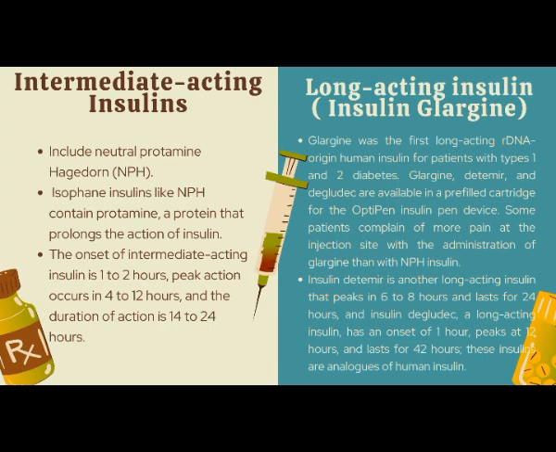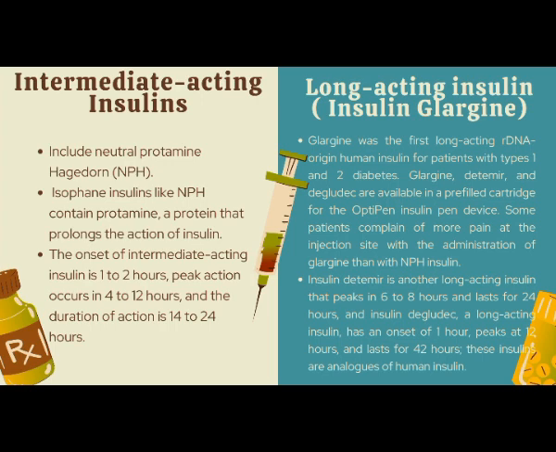Isophane insulins like NPH contain protamine, a protein that prolongs the action of insulin. The onset of intermediate-acting insulin is 1 to 2 hours, peak action occurs in 4 to 12 hours, and the duration of action is 14 to 24 hours.